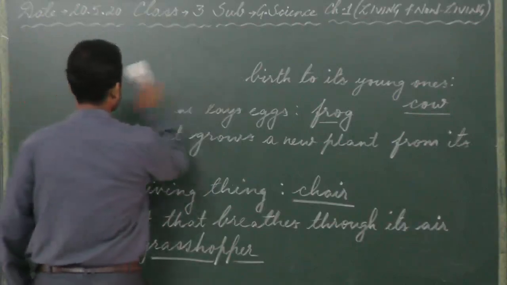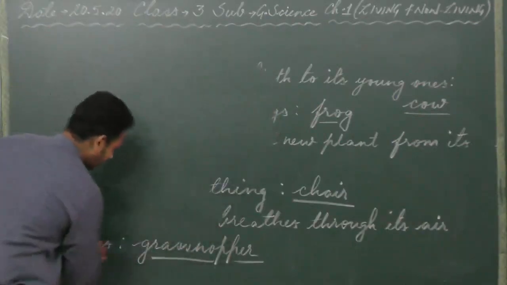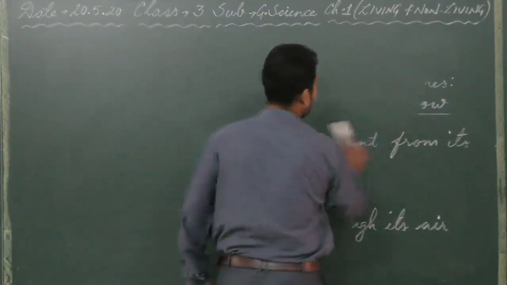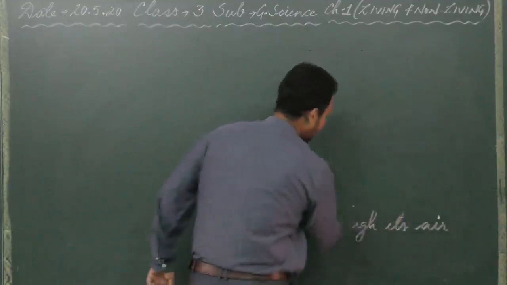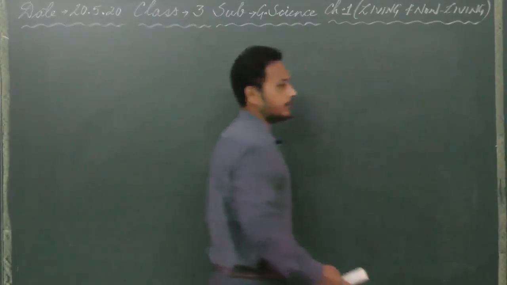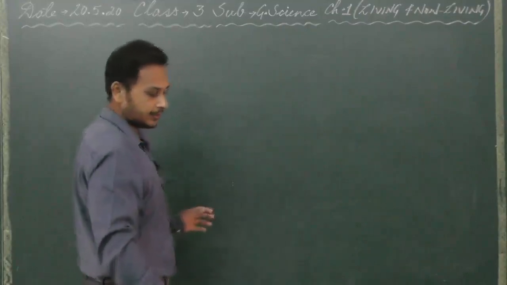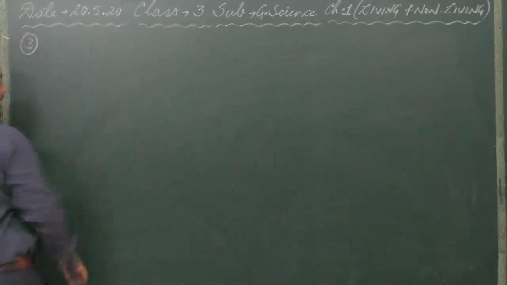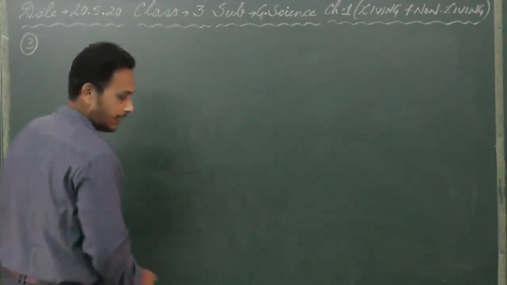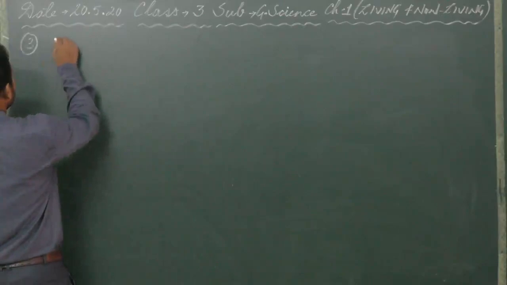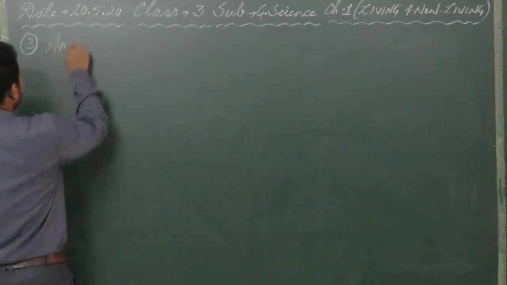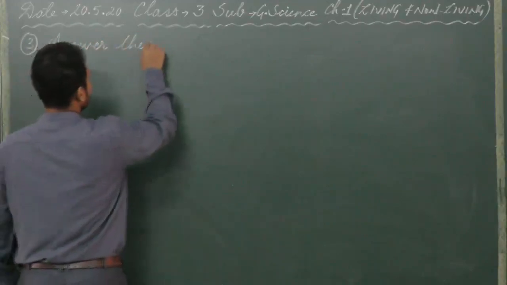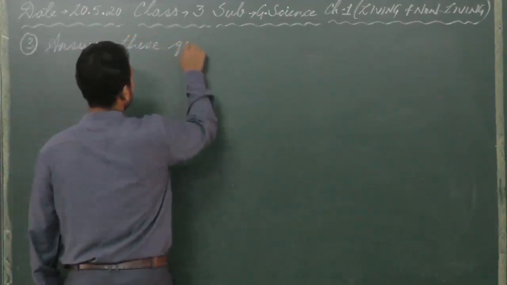Now question answers, this is the last exercise of this chapter that has to be done in your science notebook. So after you finish this, you continue over there, put the heading number 3 and you will write this: answer these questions.